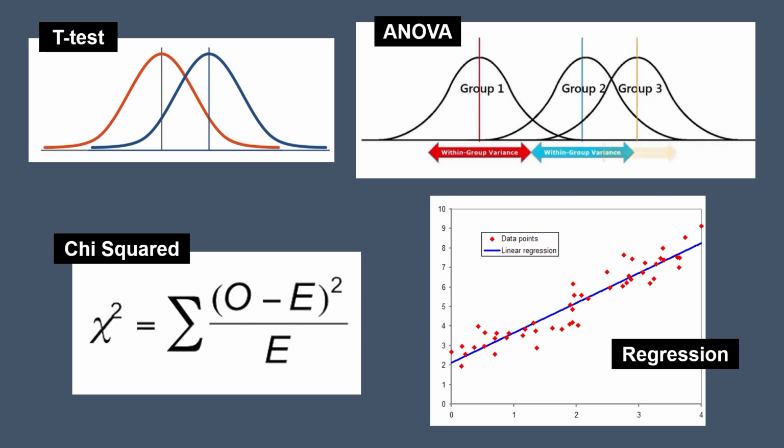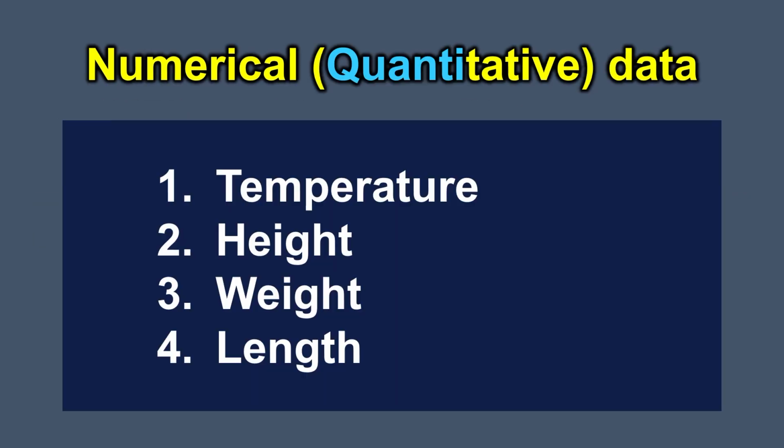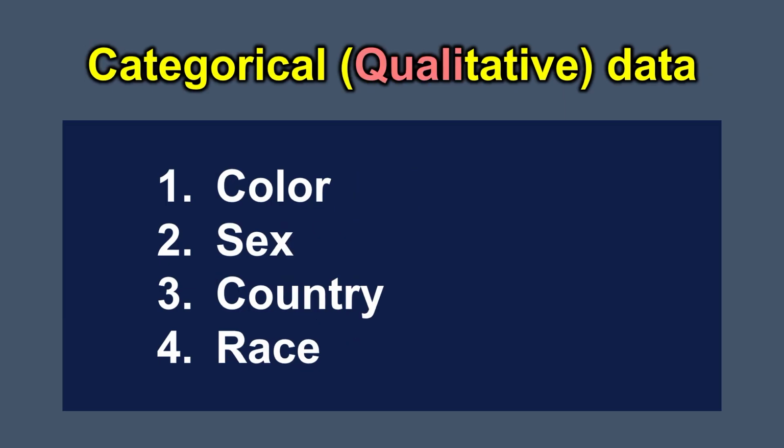The test you decide to do depends on a few things, a big one being whether your data is numerical or categorical, aka quantitative or qualitative. Numerical or quantitative data are numbers, like temperature, weight, length, stuff like that, while categorical or qualitative data are labels, like color or broad categories like big, medium, or small.